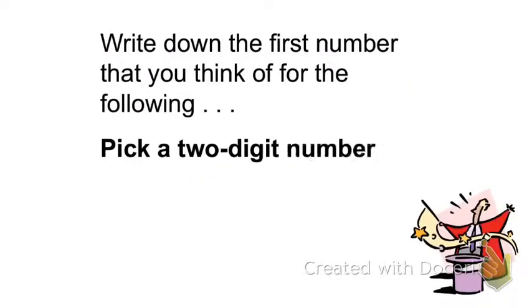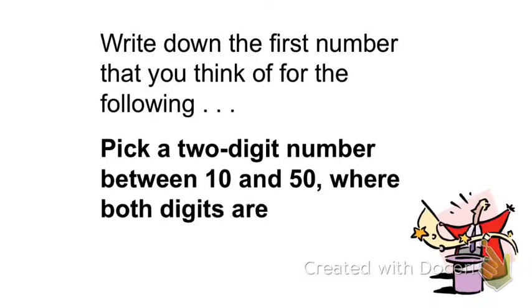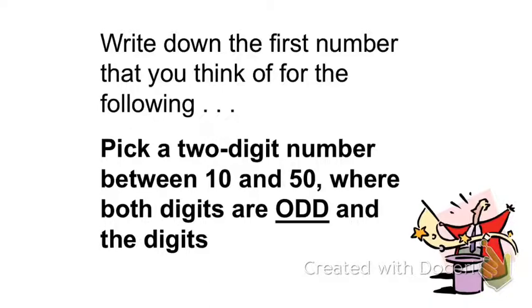Okay, so here's an activity just to take you through the process. Pick a 2-digit number between 10 and 50 where both digits are odd and the digits do not repeat. Think of the first number you think of.